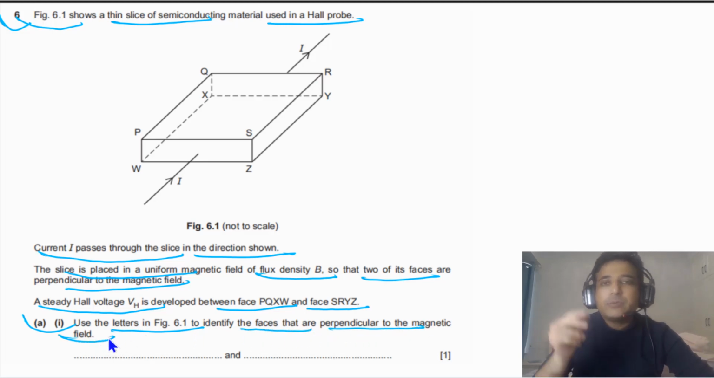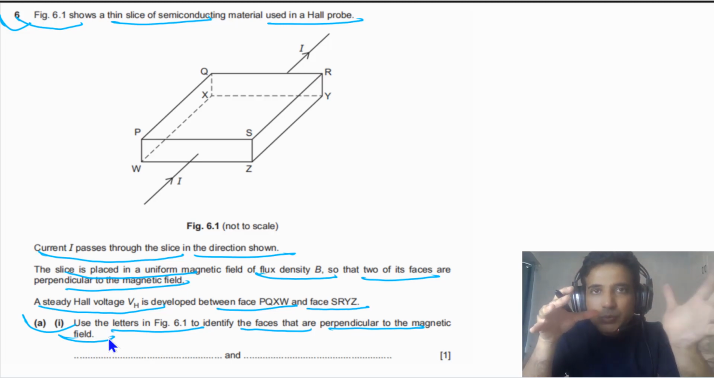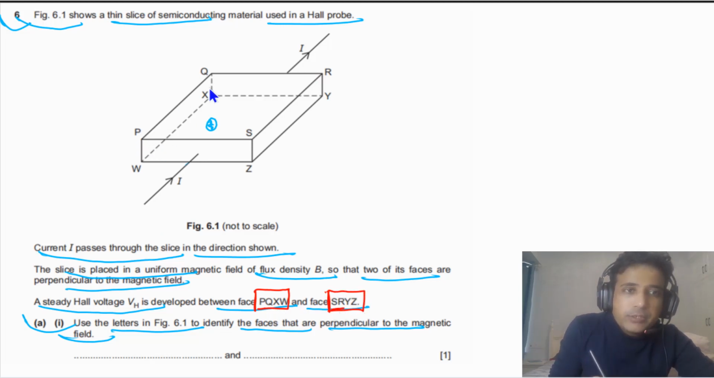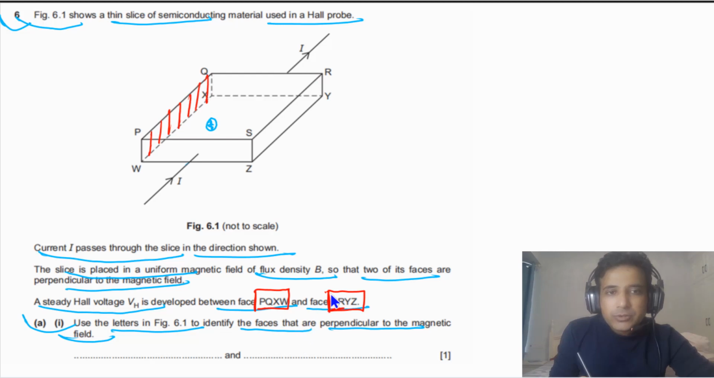This means we need to find out the faces which are perpendicular to the magnetic field. For this one, simply we can imagine, first of all, as this current is passing through this slice, that there is a positive charge. If we can find the force on this positive charge, then simply you can answer this question. But first we also need to understand that it is given to us that the Hall voltage is developed between these two faces, PQXY and SRYZ.